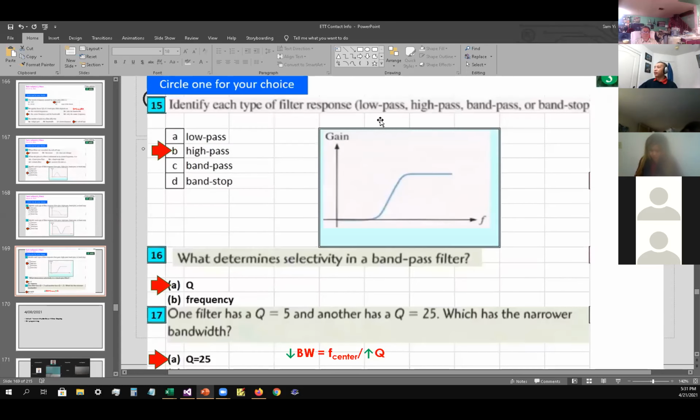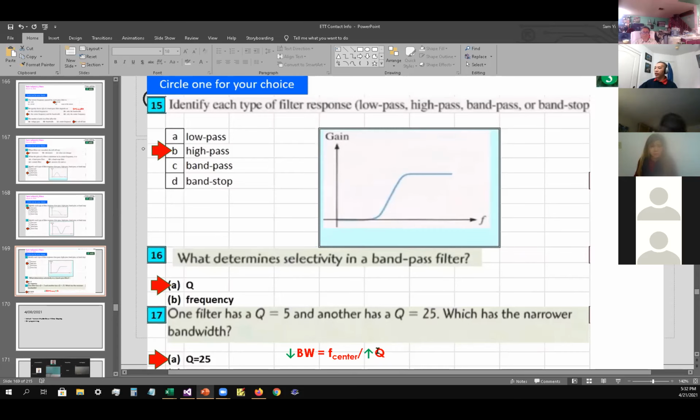Identify each type of filter. What is this one? High pass. You got it. So B is for 15. Number 16, what determines selectivity in a band pass filter? It comes back to the Q I covered earlier. Q equals the center frequency divided by the bandwidth. So the selectivity mainly depends on the Q.